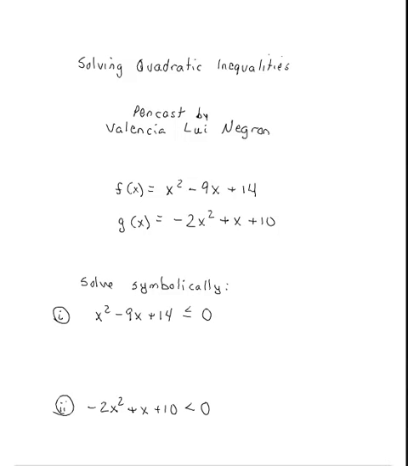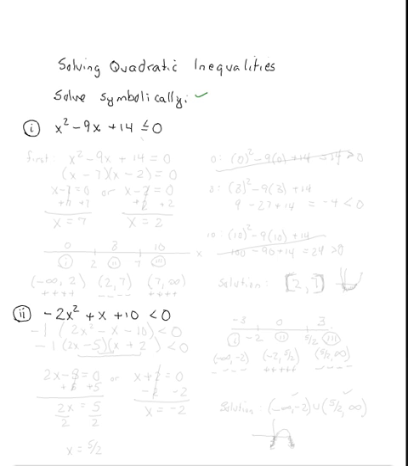We want to take a look at solving quadratic inequalities. We're going to solve these symbolically, so we've got some algebra to do. First thing we're going to be taking a look at, we have two separate functions. The first one, x squared minus 9x plus 14 less than or equal to 0.